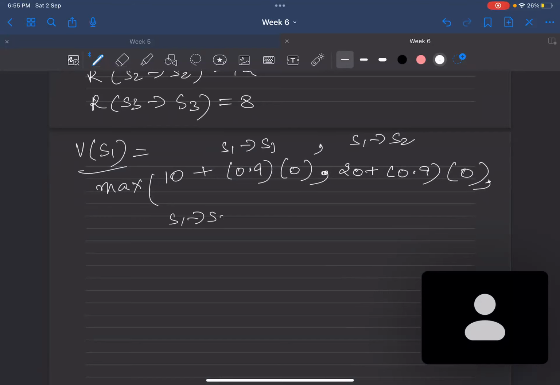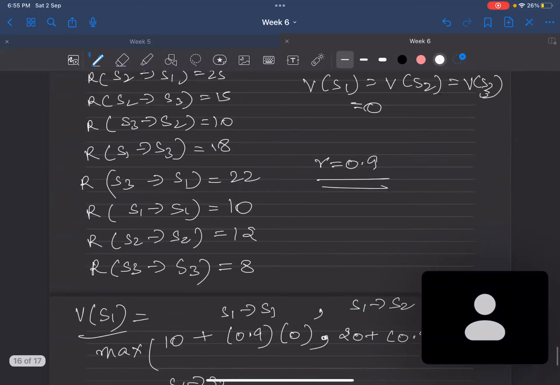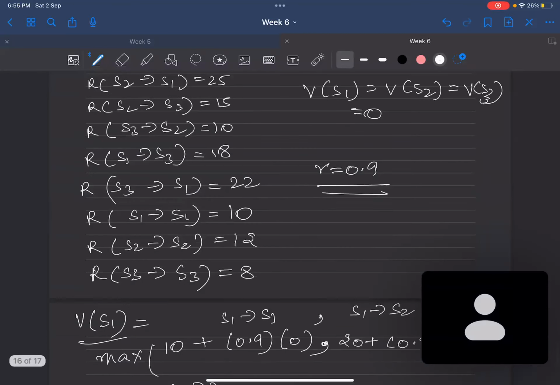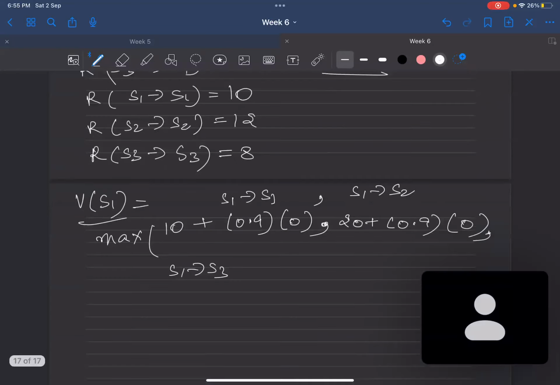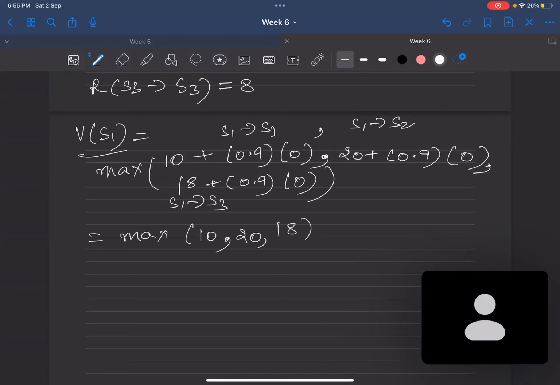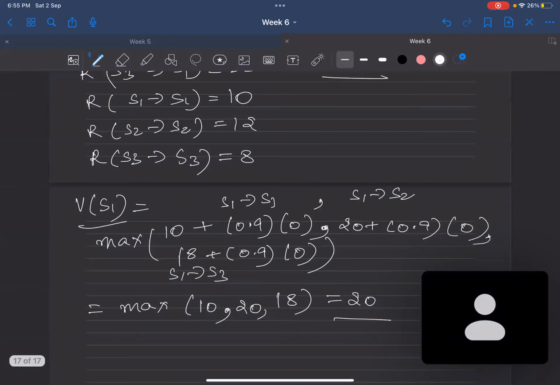S1 to S3. What is the reward here? 18 plus 0.9 times 0. Max of 10, 20, 18, that is 20. Any doubts? No, it's okay. Yeah.